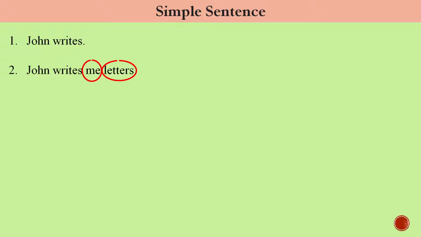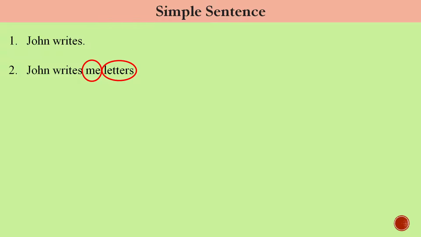First, let's come to the simple sentence. Let's have a look at this sentence. John writes. Here we have a single clause which is independent, so it's a simple sentence. Look at number 2 here. John writes me letters. So it has two objects, but still, John writes me letters. This is a single clause, so it is a simple sentence.